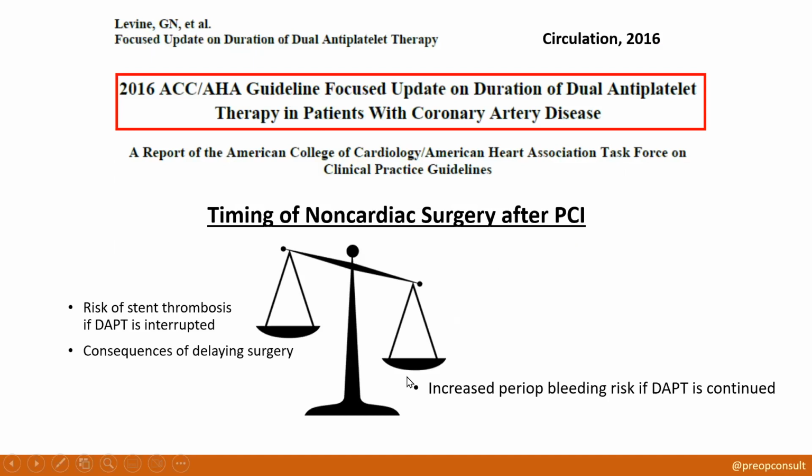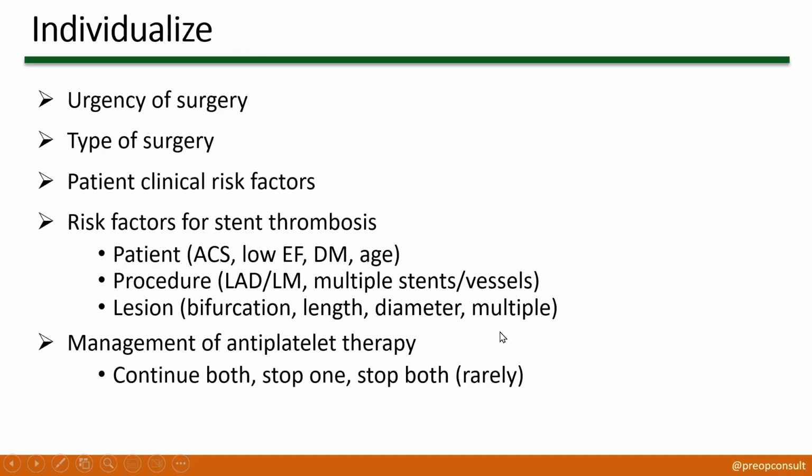Now, what about the patient who's had PCI? We need to balance the risk of stent thrombosis if we discontinue or interrupt dual antiplatelet therapy or do it prematurely. And we also have to balance that against the increased risk of bleeding with antiplatelet agents on board. So we individualize our decisions. We base it on the urgency and type of surgery, patient's clinical risk factors, and then some things that are important for increased risk for stent thrombosis.